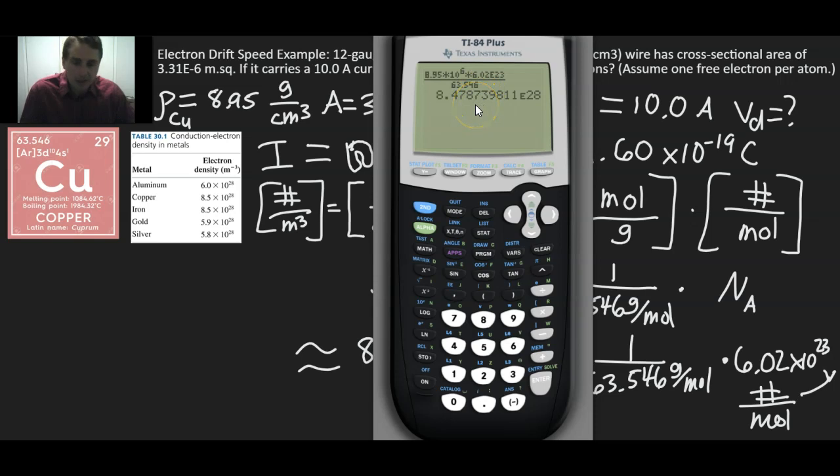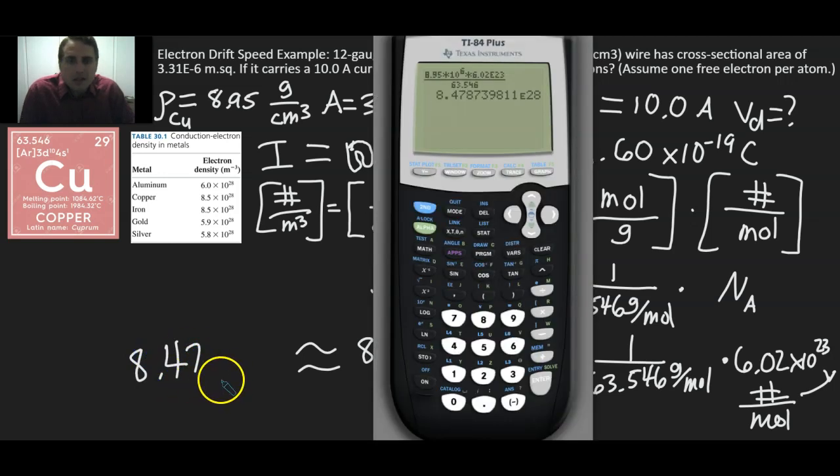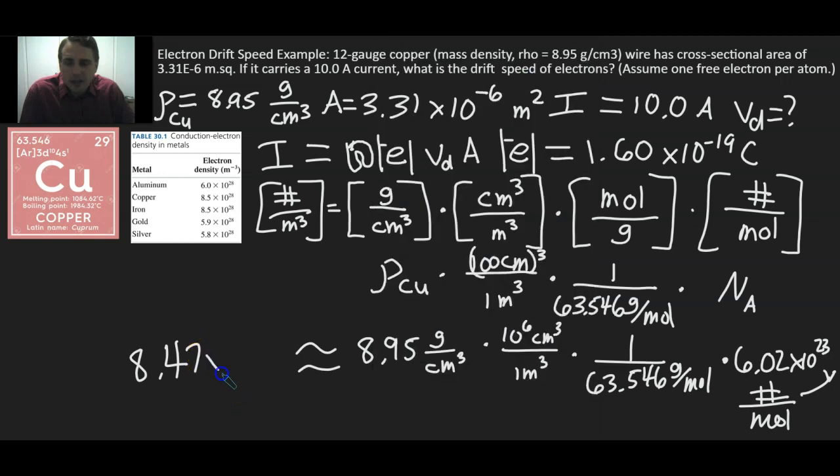This is approximately, okay, over here, 8.47 times 10 to the 28th, and that's going to be units of number per meter cubed. Okay, so number per meter cubed.